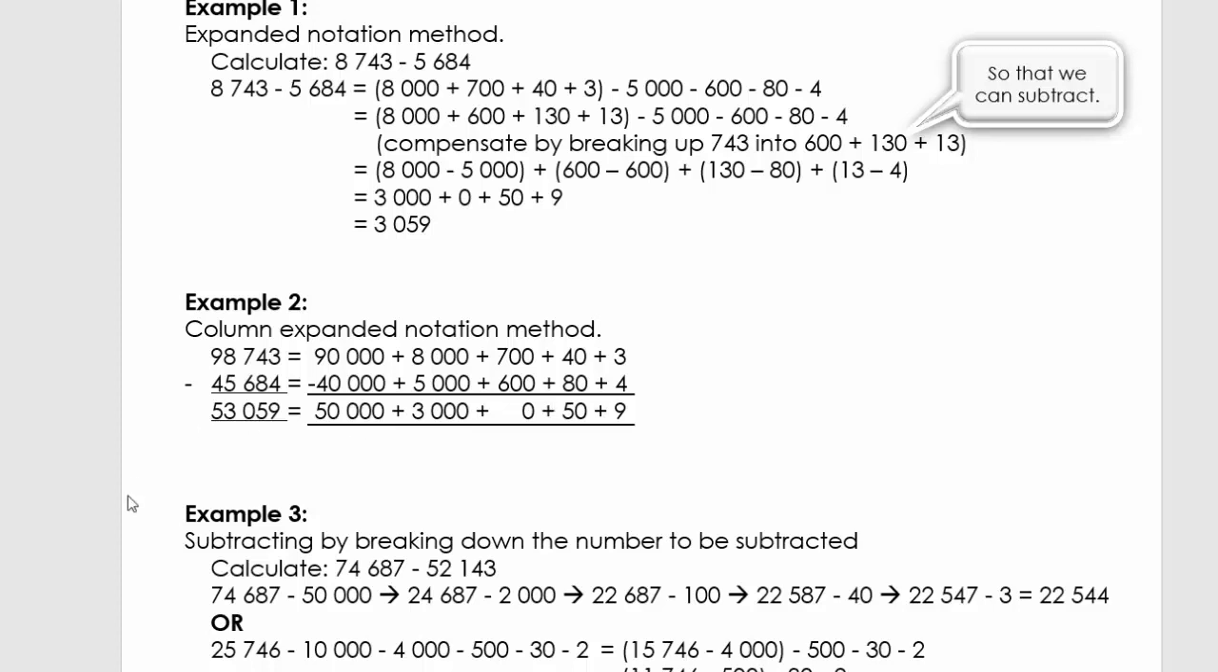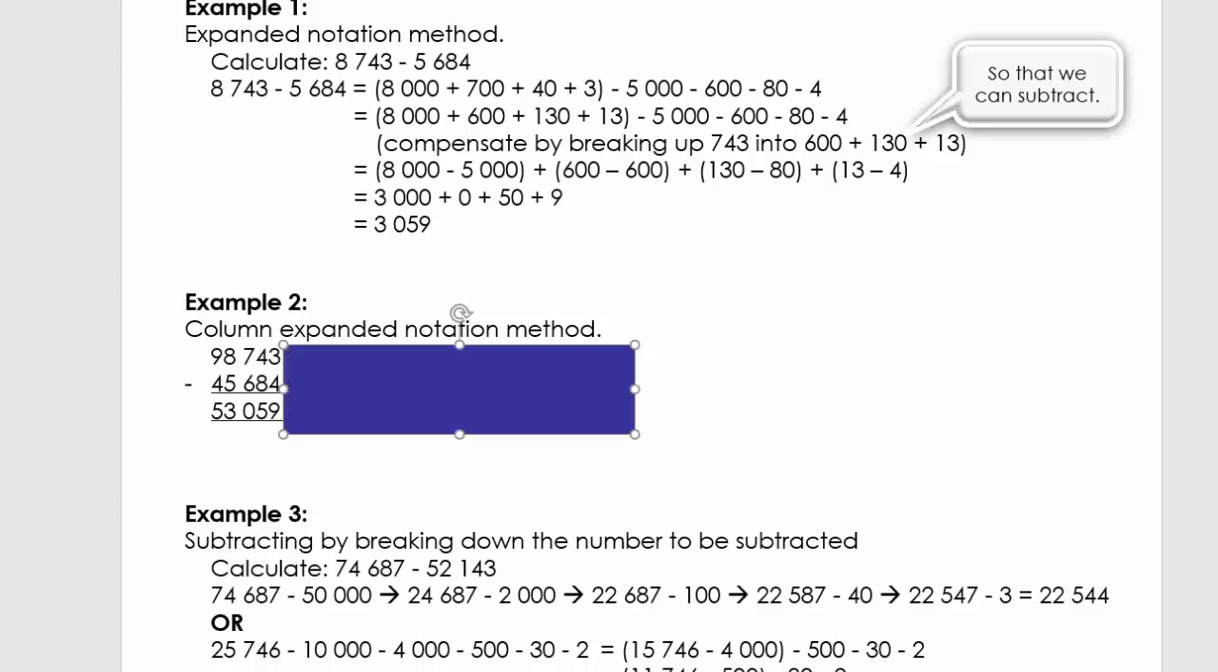Here I'm simply going to subtract by only using the column method. So I just quickly going to do this. We can only focus on this. So here, we're going to start with the units, and we're going to say 3 minus 4. We can't. So we're going to borrow from the 4. So the 4 becomes a 3, and this becomes a 13. 13 minus 4 equals 9.